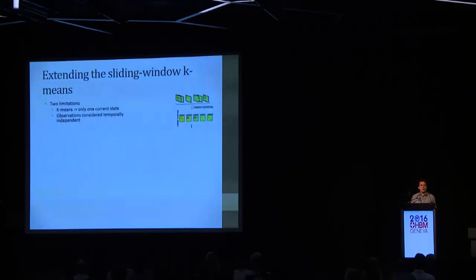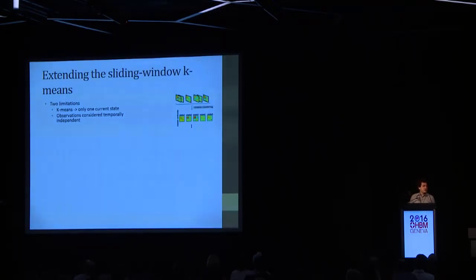And we're trying to go slightly further than this method, extending the sliding window methods to address two main limitations. So the first thing is that when you use k-means clustering, you basically project the current state into only one state, because k-means is a clustering method and not a decomposition method. So the current state is the closest state in terms of distance to the centroid.